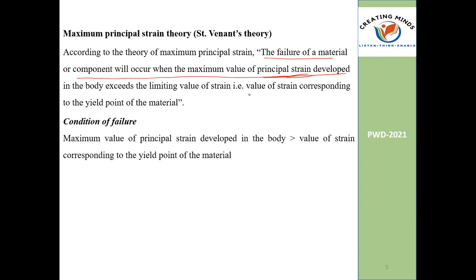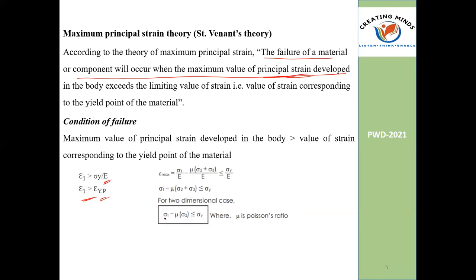Okay, the condition: epsilon 1 greater than sigma y by E, the yield point. This is the condition you have to remember. They will ask it in match the following, and they will give the equation. The possibility of match the following is huge in this particular content. One side has a researcher's name, the other side has equations. For the maximum principal stress theory, you know that sigma 1 should be greater than sigma y. For this theory, epsilon 1 greater than sigma y by E, and this is a very, very important equation.